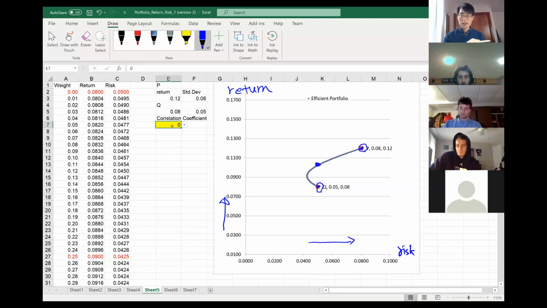Okay, and the return and the risk of your portfolio depends on the shape of this curve. And how this curve is shaped depends on the correlation coefficient between the two. Right now, the correlation coefficient is 0, which means that these two assets are independent of each other. Whatever happens in asset P doesn't affect the return in asset Q, right? See what happens when the correlation coefficient becomes negative.